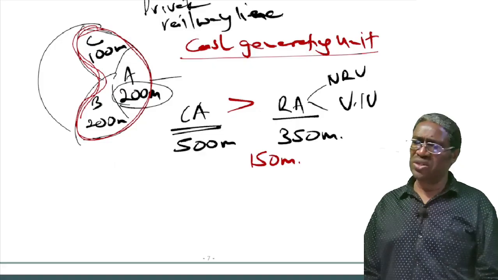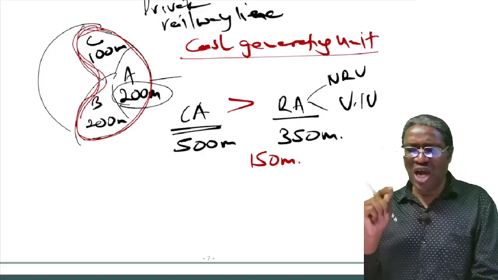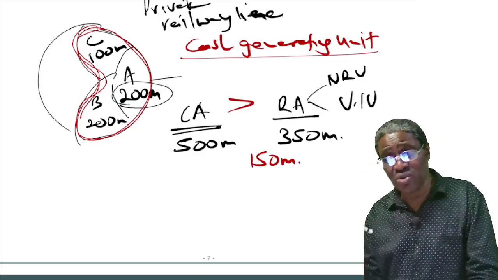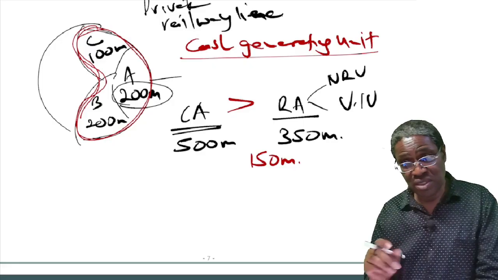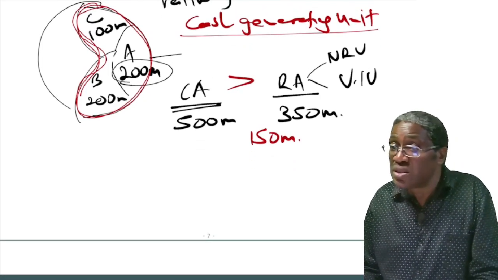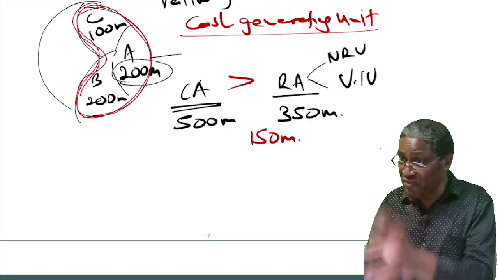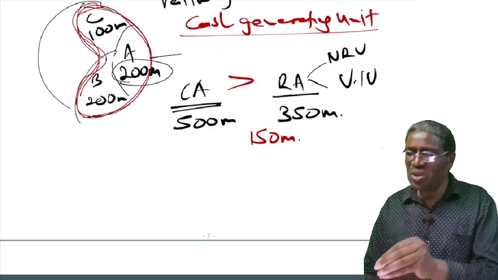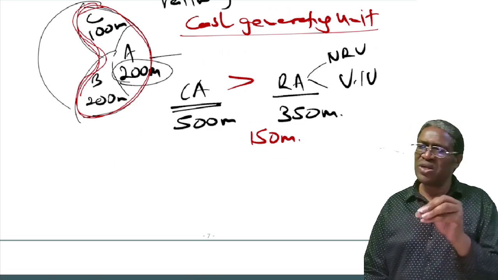Then the question is, how do you allocate this 150 million loss between the assets in the unit? In other words, how do you write off this 150? You have a group of 3 assets, all of them have suffered a loss of 150. How do I know how much asset A will suffer, how much asset B has suffered, how much asset C has suffered?